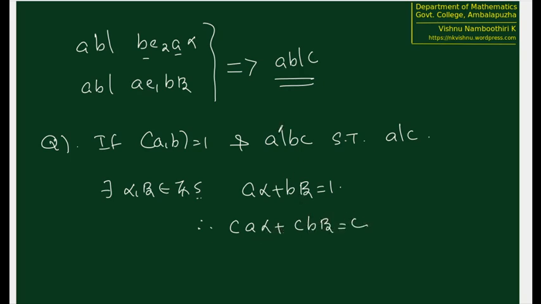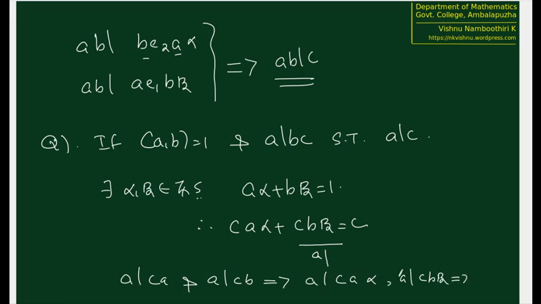Now it is given that A divides BC. So A divides this part. Also A divides CA. A divides CA alpha and A divides CB beta, which implies A divides the sum, and the sum is nothing but C. So A divides C, and that's what we wanted.